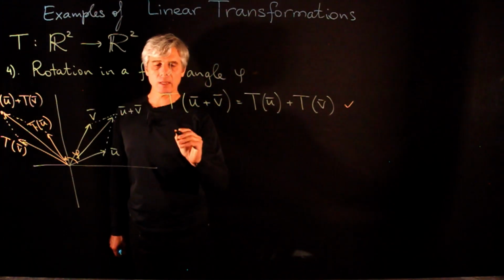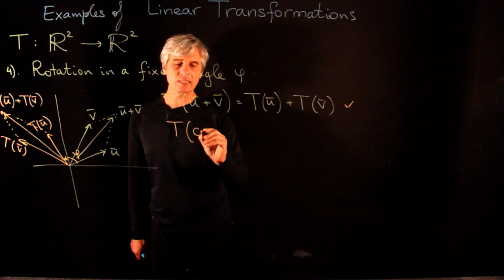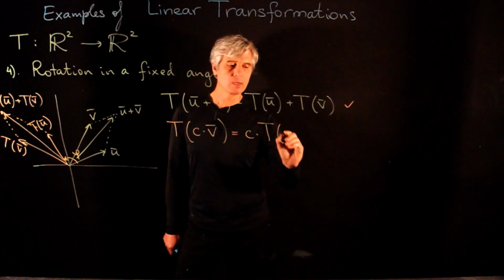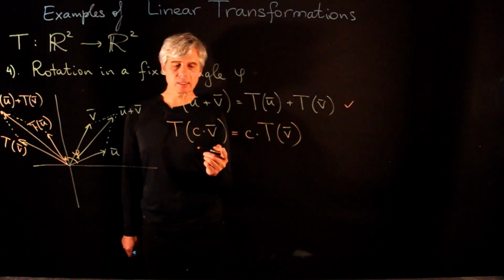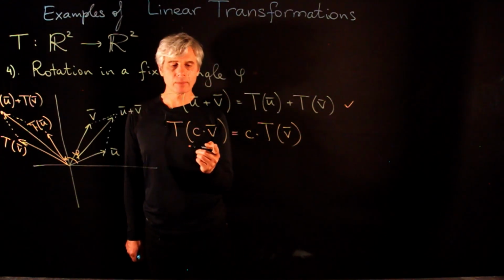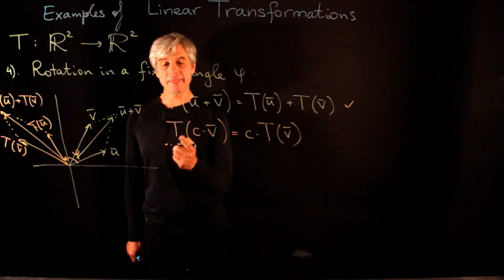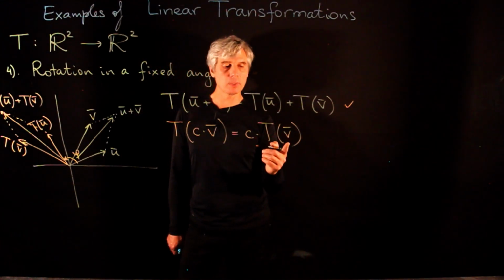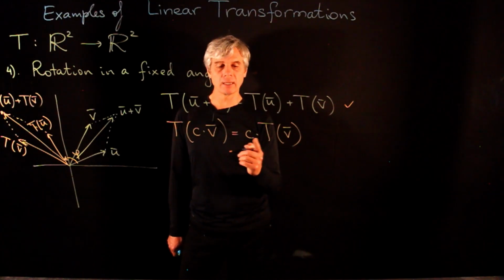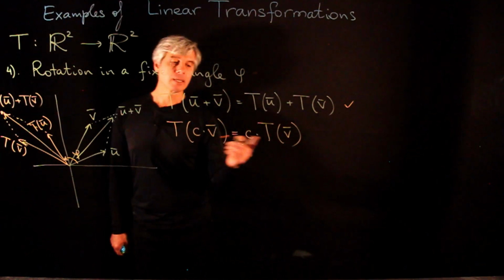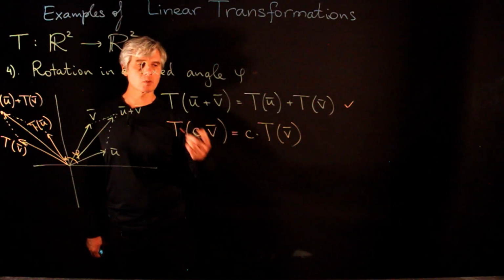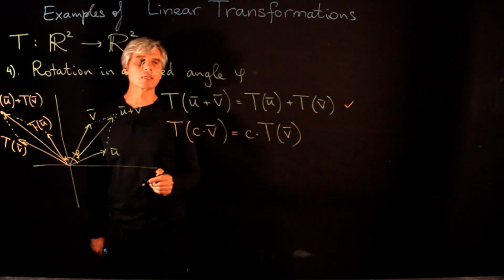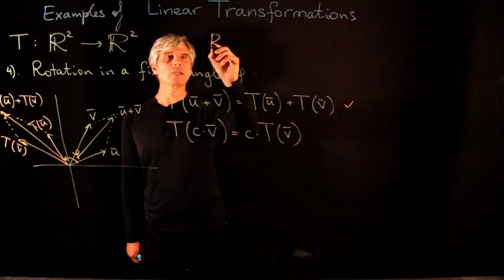And in a similar way, one can show that T of c times v is equal to c times T of v. So this says the following. If we take a vector and rescale it and then rotate, the result will be the same as if we take a vector, first rotate it and then rescale. And so these two properties together demonstrate that rotation is a linear transformation.